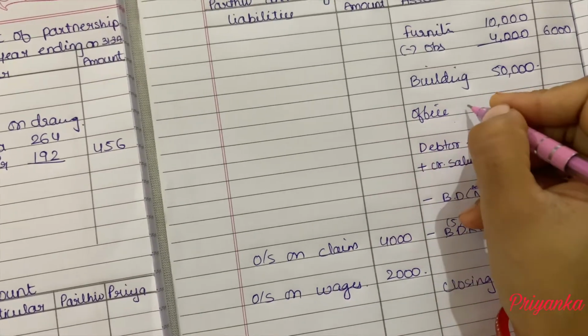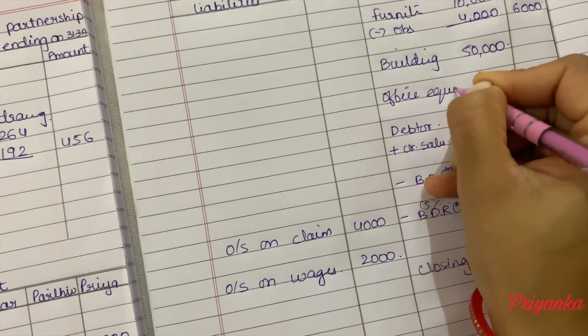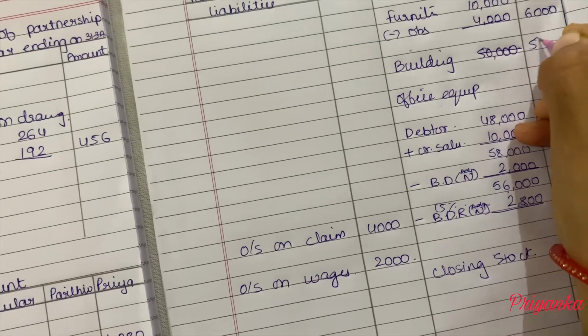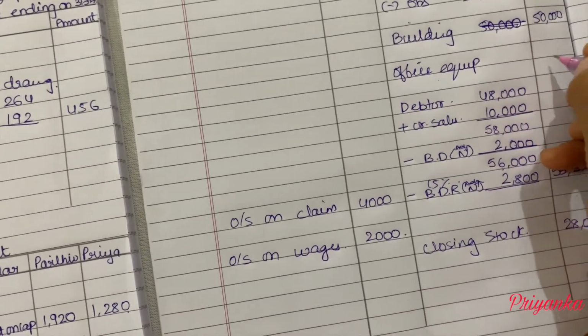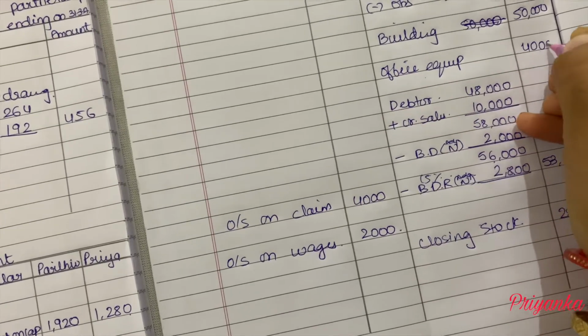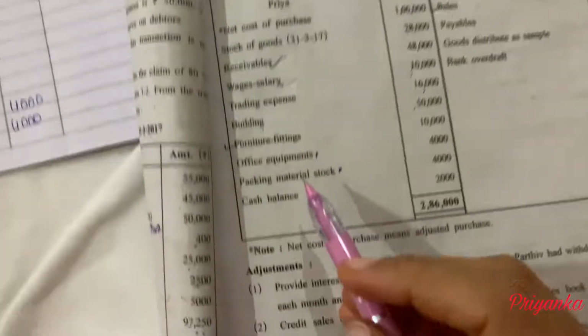Office equipment, sorry, you have to remove it. There is no adjustment related to the building. Next is 4,000 for office equipment.